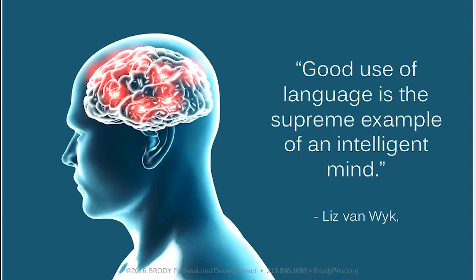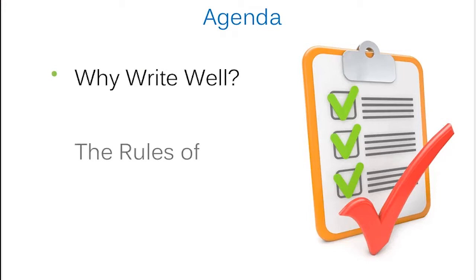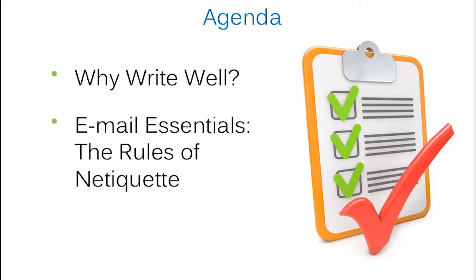This is a very interesting quote. Good use of language is the supreme example of an intelligent mind. When you write and when you speak and you do it well, you show your intelligence, which is very important in business and in life. So our agenda today is going to help you show that intelligence when you're writing email. We're going to talk very briefly about why it's important to write well. We're going to cover the email essentials, the rules of what we call netiquette, and then we'll do a quick summary at the end.